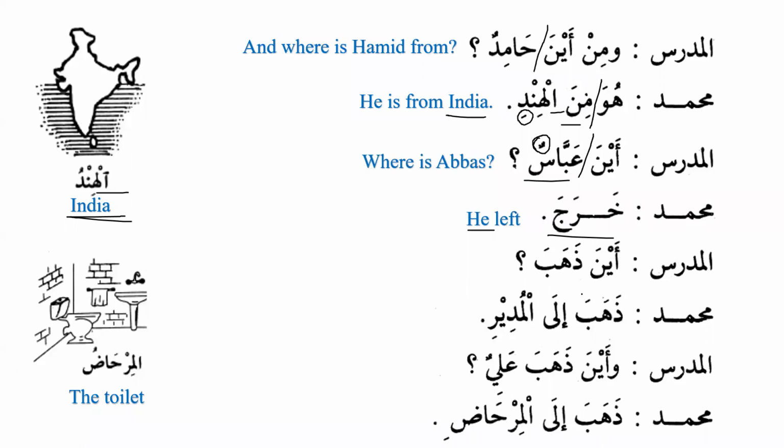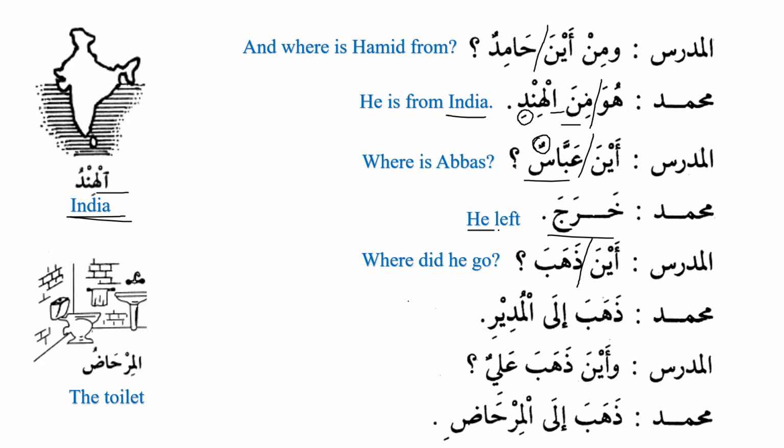So kharaja, he left. Aina dhahaba. Where did he go? What kind of sentence is this? Does anyone have any idea? This is a verbal sentence. This is a verbal sentence, because a verbal sentence always starts with a verb, okay? Now you might be thinking, yeah, it's past as well.